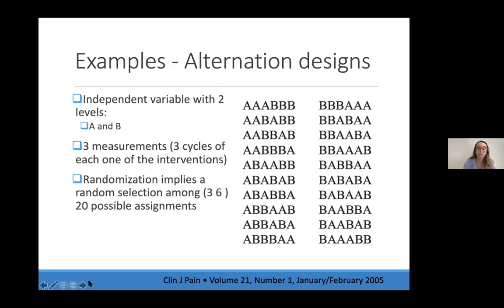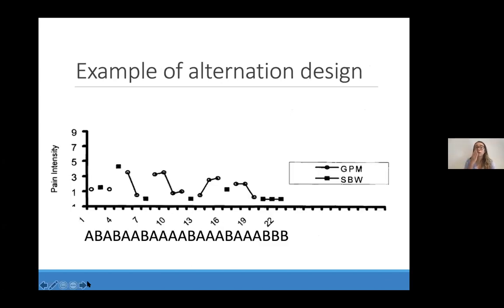Another, I think I brought here one example. This is one example of an alternation design. In this trial, they were checking pain intensity in kids with cancer. And what they were doing here was an alternation design, meaning one day they would do something and the other day another, following the randomization that they got.